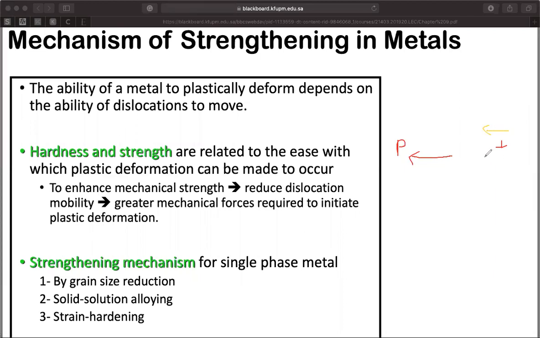So that means if dislocations can slip, then we can have plastic deformation. And if we want to increase the strength of the material, that means we don't want the material to deform, or we want to make it much more difficult to plastically deform the material. If we want to make plastic deformation difficult, then you have to prevent the movement of dislocations. So the goal is to reduce dislocation mobility.